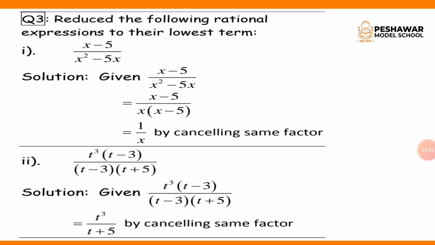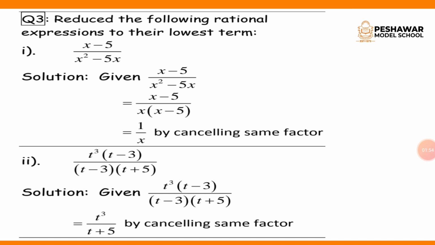x minus 5 divided by x square minus 5x. Given x minus 5 over x square minus 5x in the denominator, take x common, and we get x into x minus 5. So in the numerator x minus 5 and in the denominator x minus 5, both cancel each other. We get 1 over x. This is the simplified form.